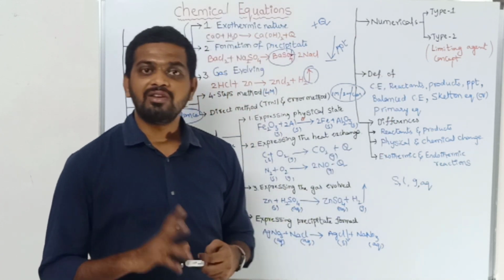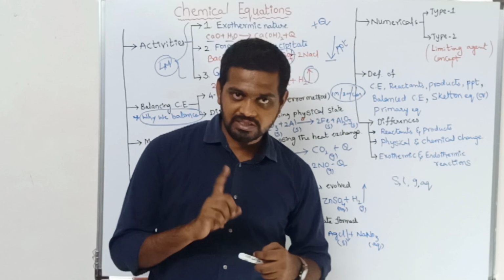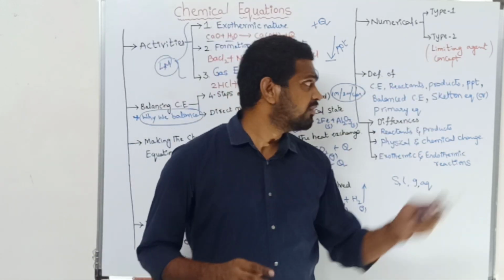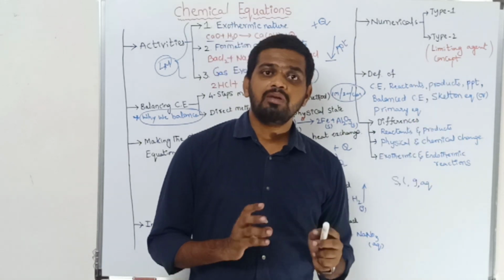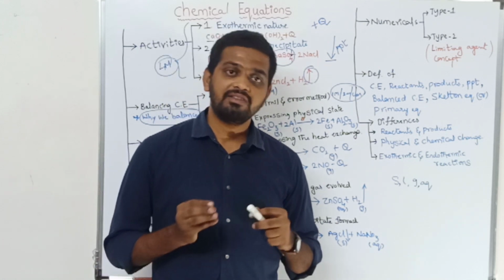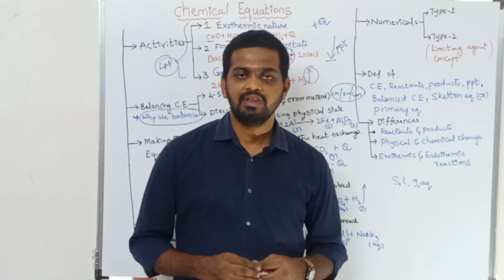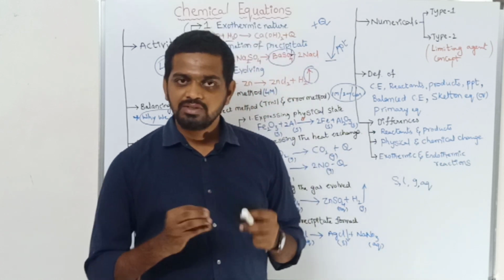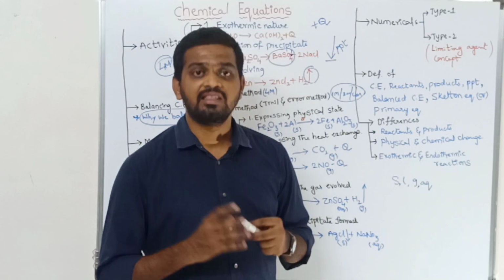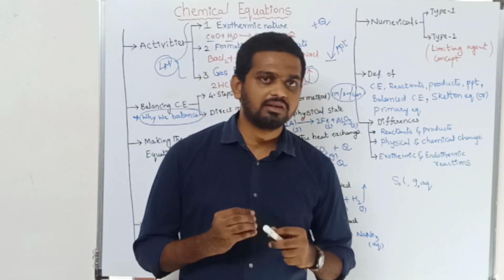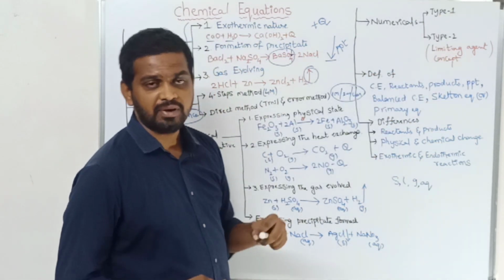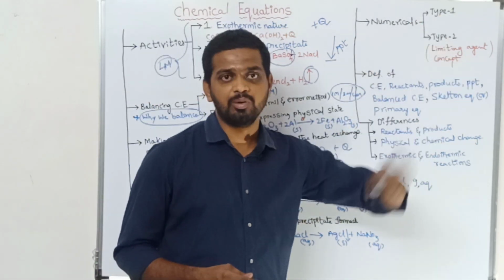Here I classified numericals into 2 types. In type 1, you will get the direct problem. In type 2, the problem involves the limiting agent concept. What is a limiting agent? The reactant which is less in quantity is called the limiting agent. By using the limiting agent, we control the output. Is it clear, children? The substance which is less in quantity is called the limiting agent. So here you have 2 types, and in my playlist I already explained the type 1 and type 2 problems.